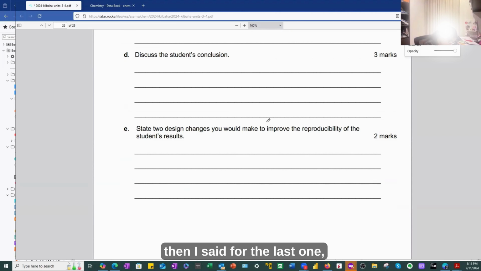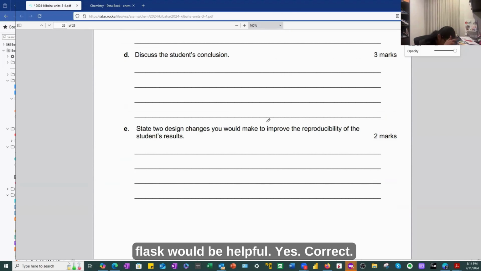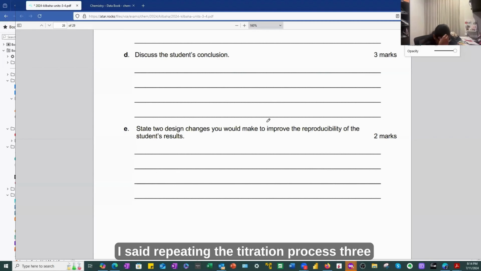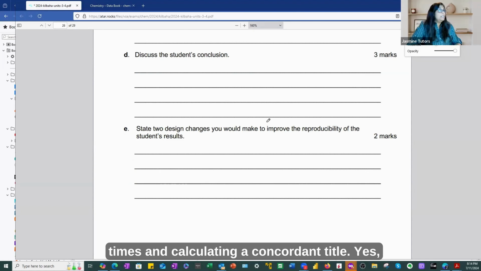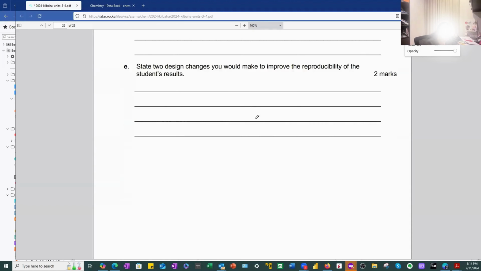And then I said for the last one, using lab equipment such as a volumetric flask would be helpful. Yes, correct. Then I said repeating the titration process 3 times and calculating a concordant titer. Yes, that's correct. Both of them are reproducibility improvements, correct. Good job.